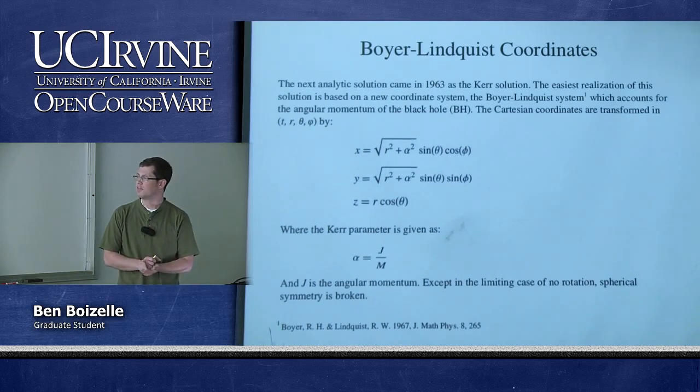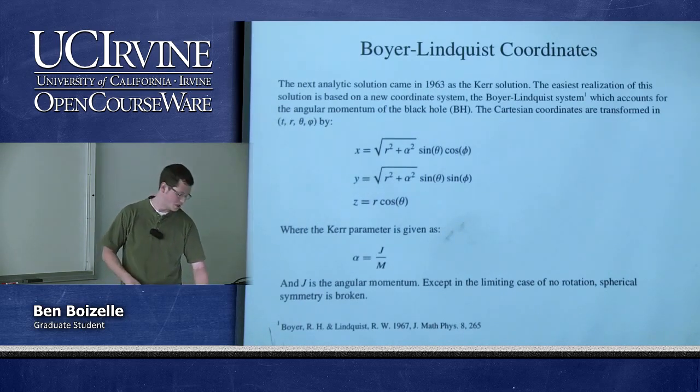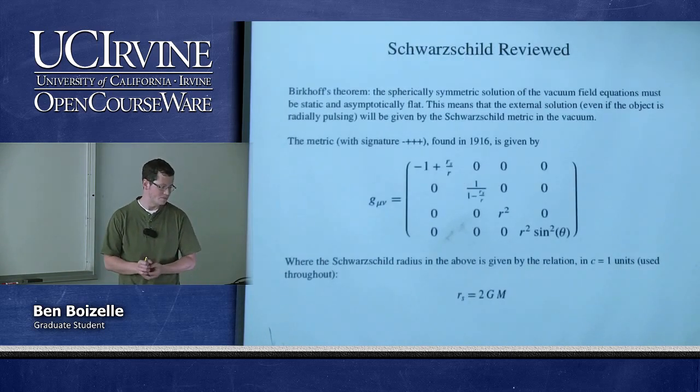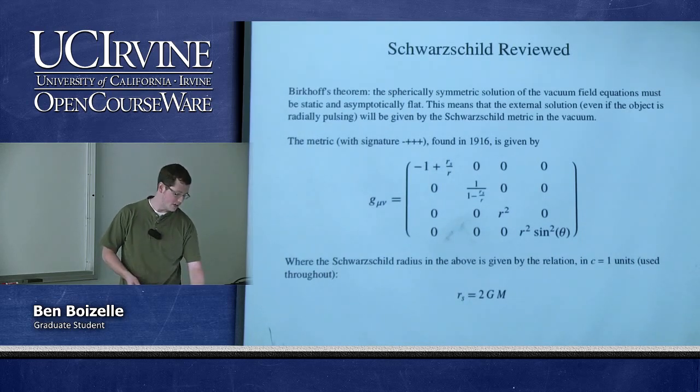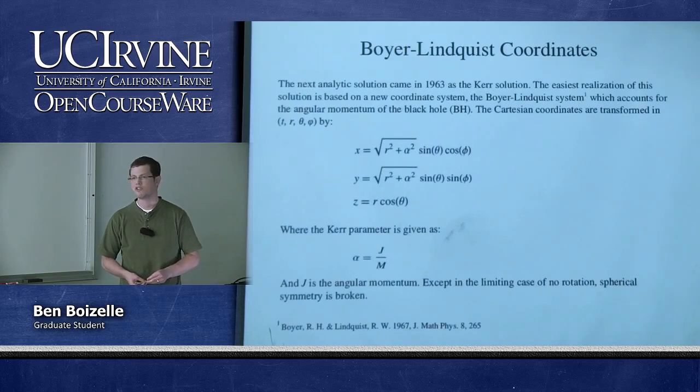One of the things that I forgot to mention from the first slide, you probably saw it, there's a symmetry. Let me actually just go back. A symmetry in the spherical case with no rotation. And Birkhoff's theorem says that the external solution, in other words, outside of the Schwarzschild radius, must be given by the Schwarzschild metric in the vacuum. However, in this case, where you do have rotation of the black hole, you break that spherical symmetry, and you no longer have the Schwarzschild solution being appropriate, at least in the fast rotator sense.